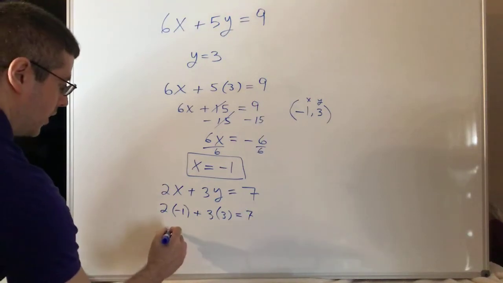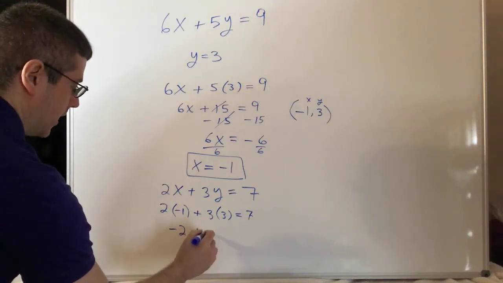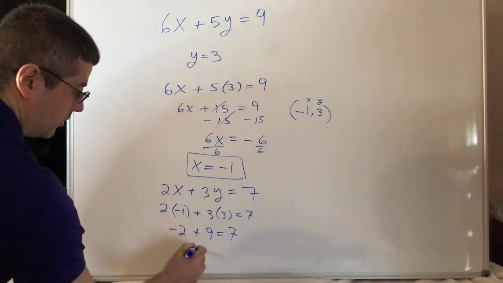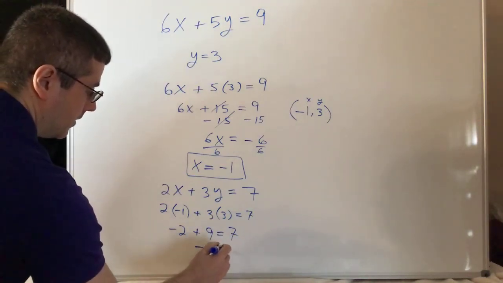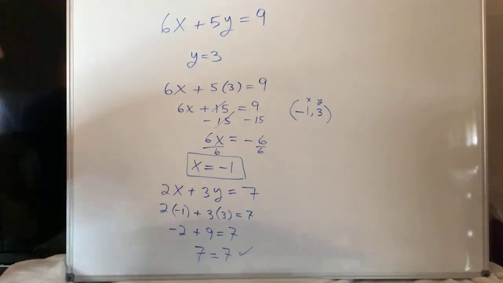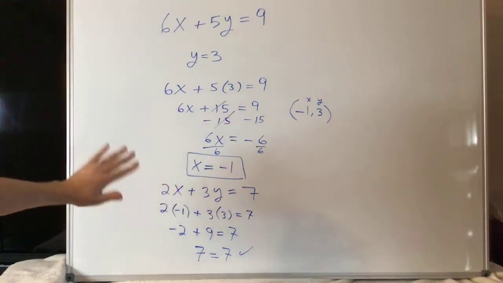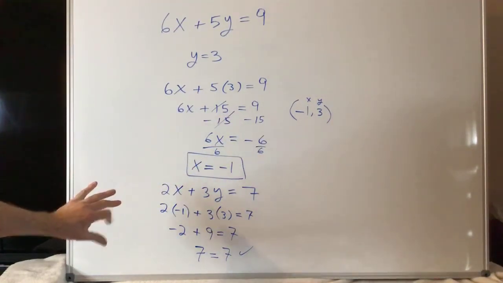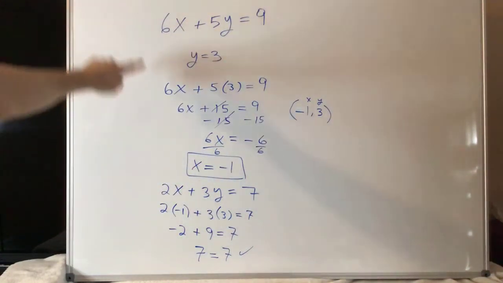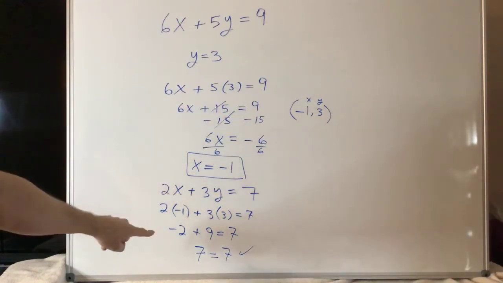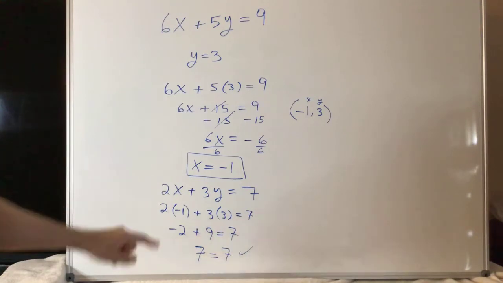2 times negative 1 is negative 2. 3 times 3 is 9. And I'm pretty sure that 9 take away 2 is 7. So I know that it works. You have no reason not to check this. I mean, how long did this take me? 10 seconds? Check that the answer you got works. Use one of the original equations to solve for the other letter. Use the second original equation to check that the answer you got works and makes sense.